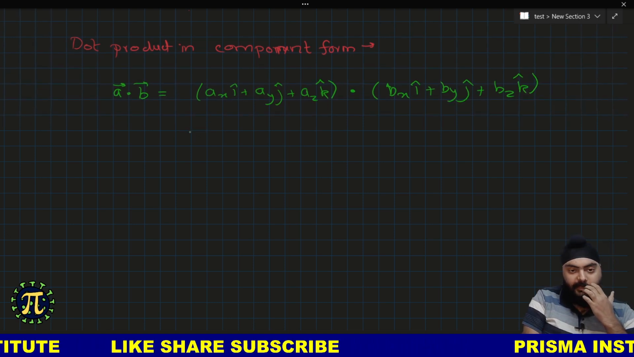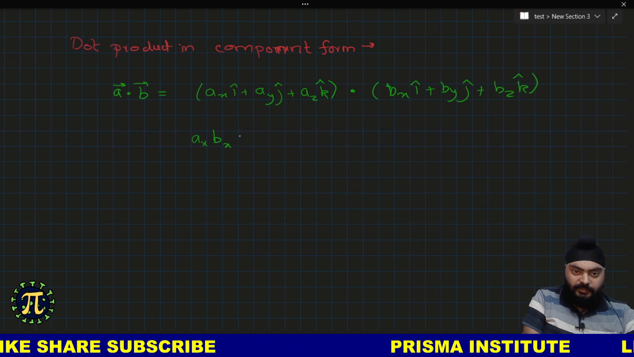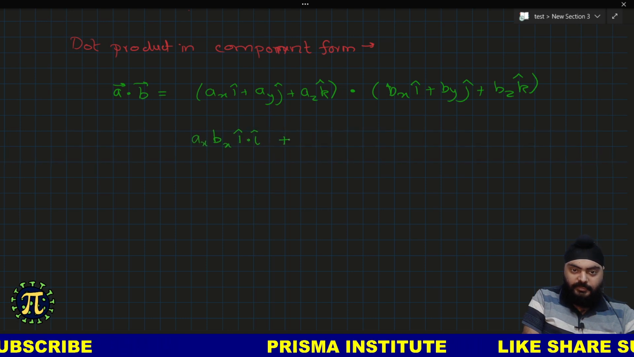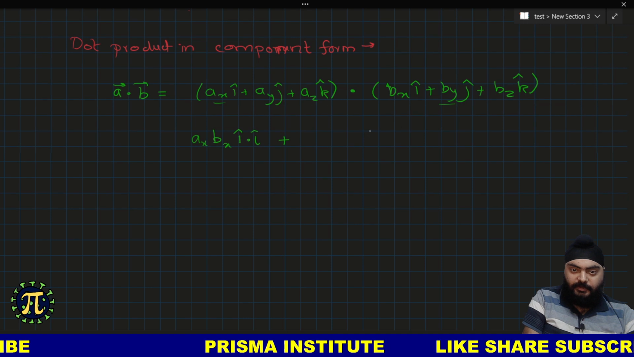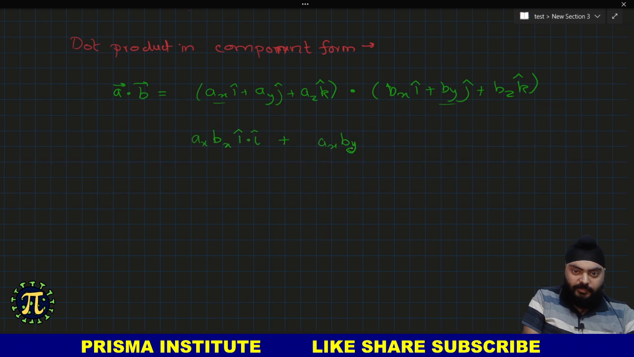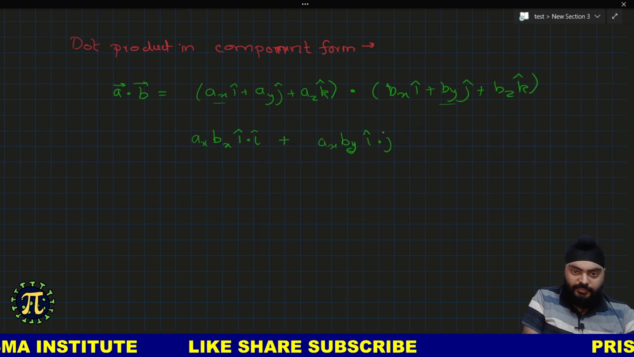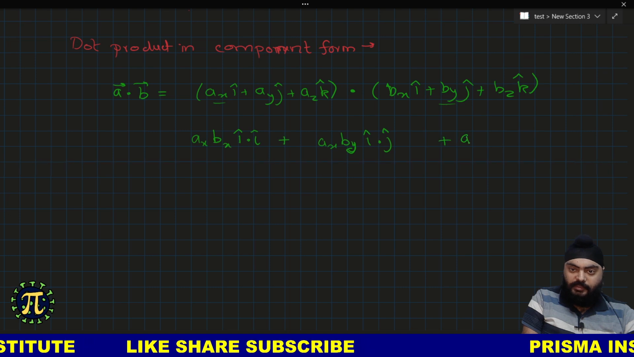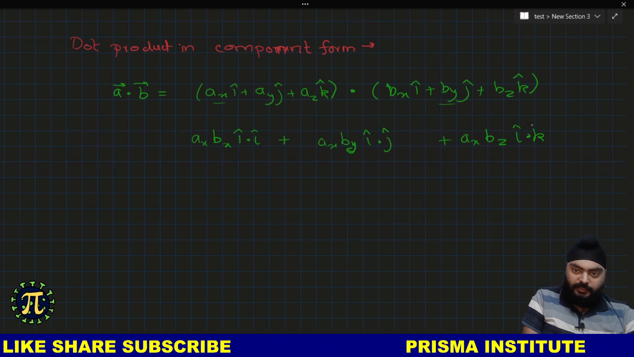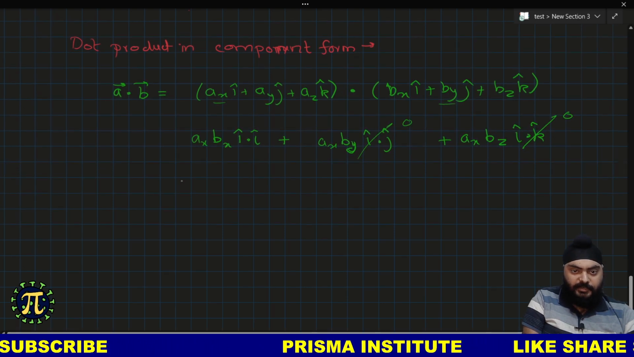So what will we get? We will get Ax into Bx, then i cap dot i cap. This is from the first term of this and the first term of this, plus this first term I am multiplying with the second. I will get Ax By, and these are just some numbers, and the vector components coming are i cap dotted with j cap, plus Ax Bz i cap dotted with k cap. Okay, so we already know this is 0, this is 0, and let's continue.